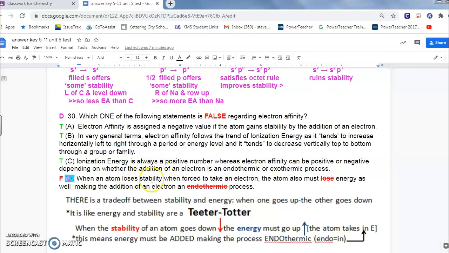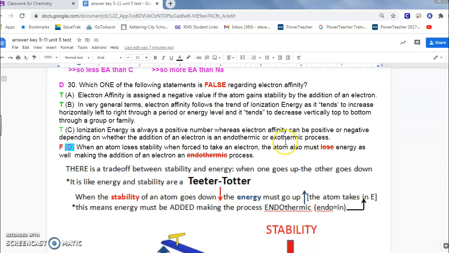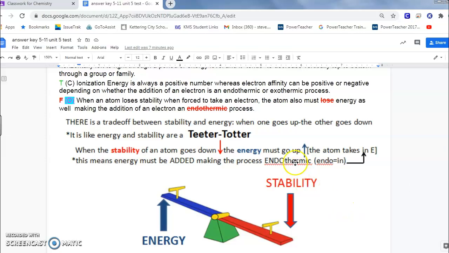Letter D, when the atom loses stability, the atom must also lose energy. Oh, no, no, no, no. When it loses stability, the energy side must go up. It must gain energy. When stability goes down, the energy goes up. That's the stability energy teeter-totter. When stability goes down, the energy side goes up. You have to add energy to the atom to get it to take it. That would be endothermic.